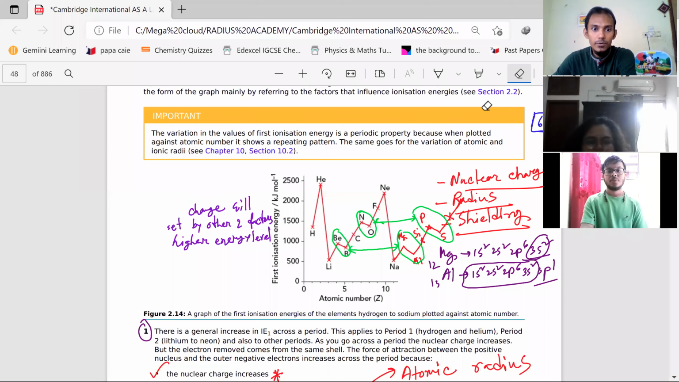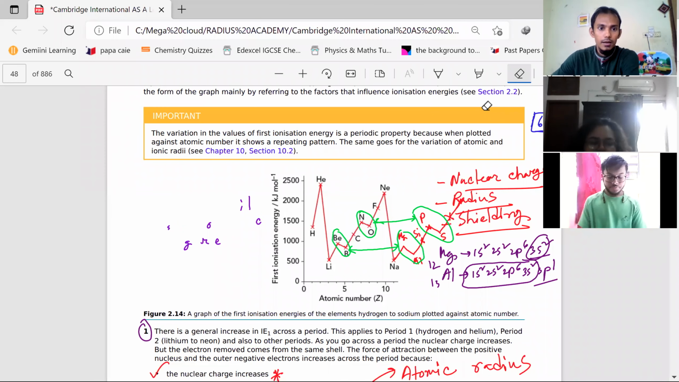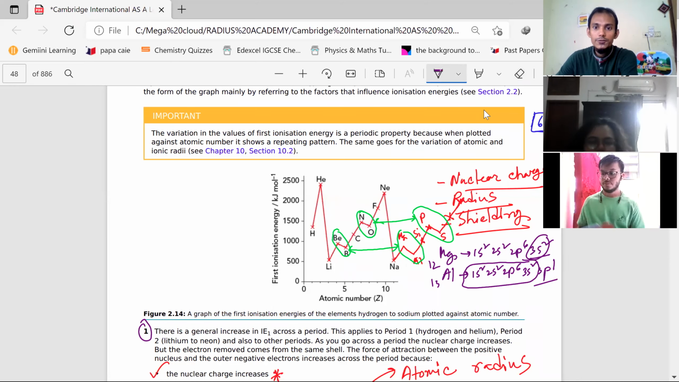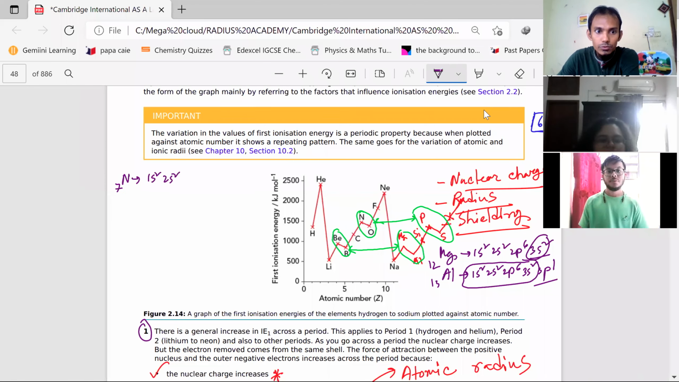Okay, now we will try to explain nitrogen to oxygen or phosphorus to sulfur. Same thing. Let me explain nitrogen to oxygen. Phosphorus to sulfur is the same explanation. Nitrogen, again, is 7. So it's 1s2, 2s2, and what? For nitrogen, 7, so 2p3, right?